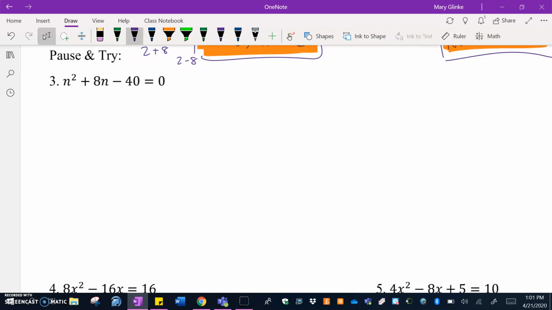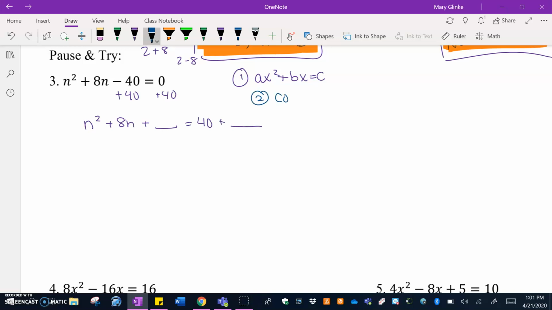Okay, so let's go ahead and try this now together. We're going to move the constant, so get it to be ax squared plus bx equals c. So we're adding the 40. You get n squared plus 8n. We're going to leave ourselves a blank because step 2 is going to be to complete the square. So when we do b divided by 2 and we square that, that is going to end up being 4 squared or 16 that we added to both sides.